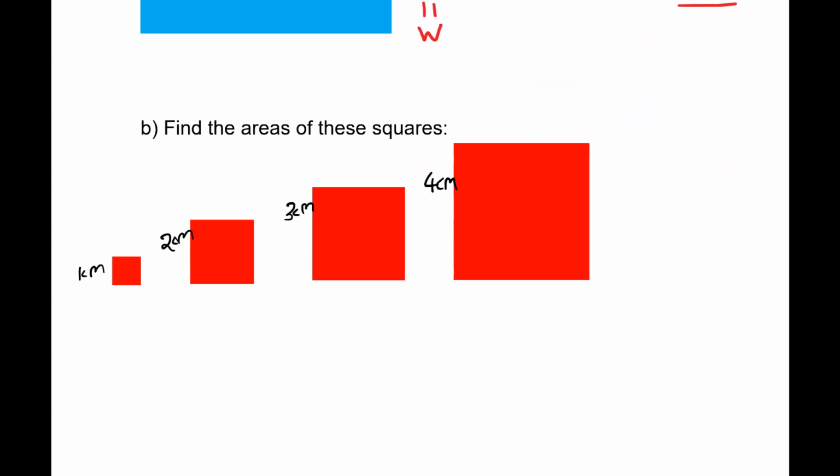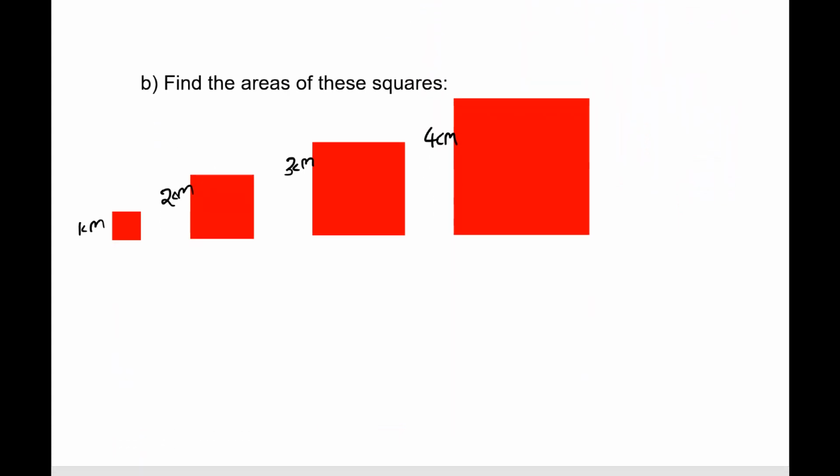For B, if I want to find the areas of these squares, in the first case I have 1 centimeter as the width or length of a side. Because it's a square, that's always going to be the same. So to find the area, I would just do 1 times 1, which is 1 centimeter squared.